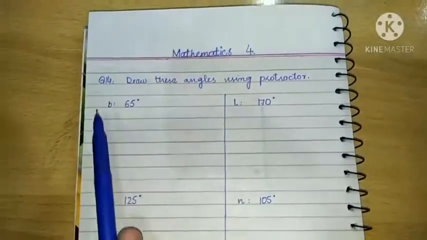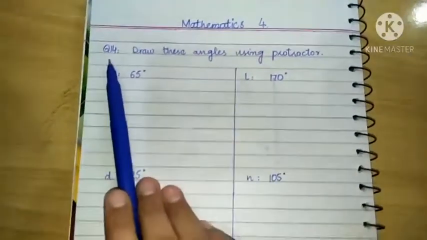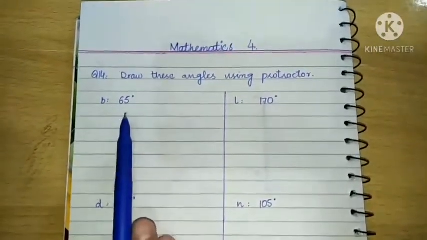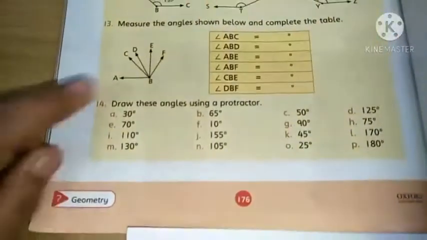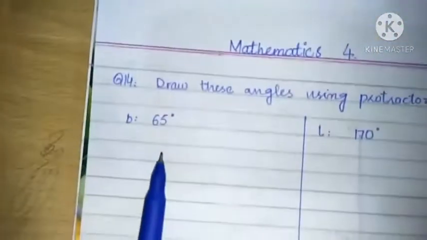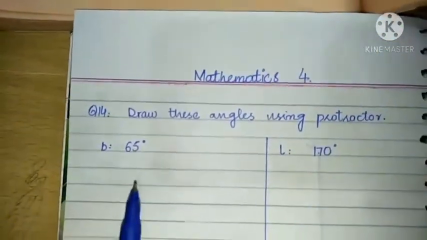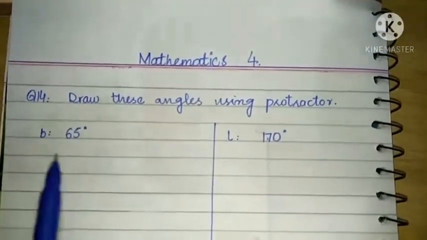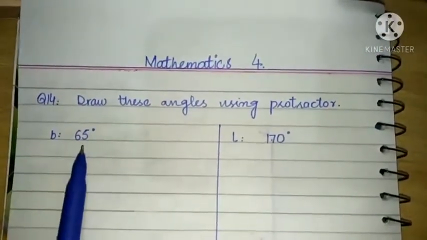So dear students, we are going to do question number 14 first. The part A is 30 degree. So you will do part A by yourself, because we have done this in the concept. We will do some of the parts in this video. Rest of the parts you will do by yourself. First part I am going to solve, that is part B, 65 degree.